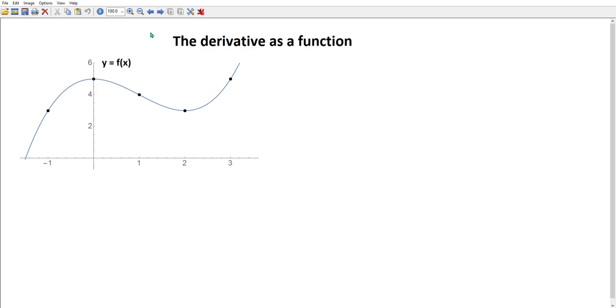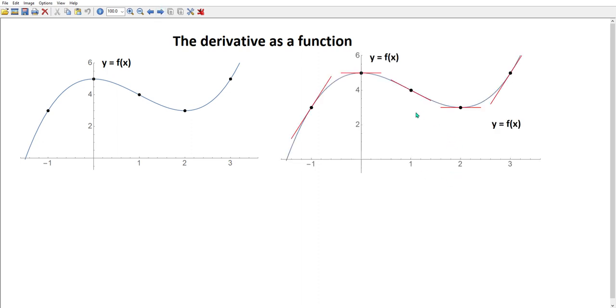Let's see what that looks like graphically. Here's a picture of y equals f of x. And to find f prime, we need to be looking at slopes of tangents. So what we've done here is drawn in the tangents to the curve at various points. You can see here at -1, the slope is positive. At 0, the slope is in fact 0. At 1, the slope is negative. At 2, it's 0 again. And at 3, it's positive.